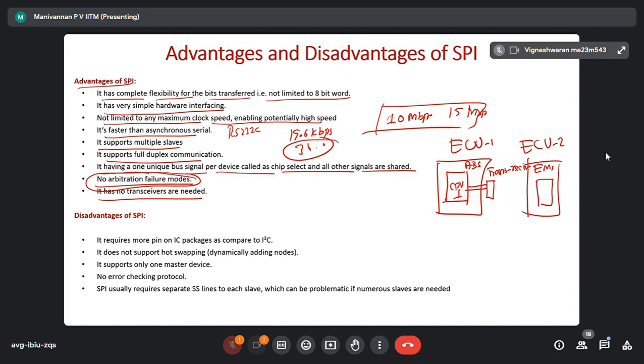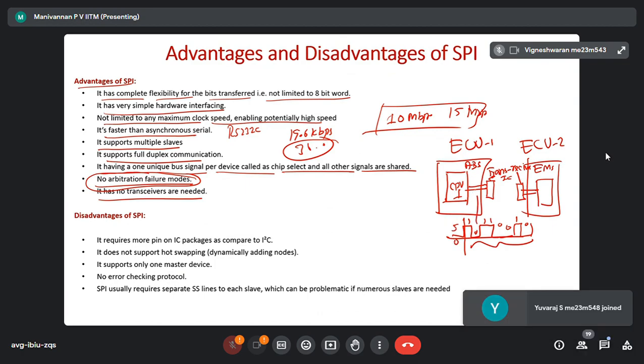Receiver IC. Similarly, from here also, there will be one transceiver IC. Okay. Here, data will be transmitted like this only. This is 1, this is 0, this is 1, 1, 0, 0, 1, 0. Correct? This is 1, 0, 8-bit data. This is 0 volts, 5 volts.